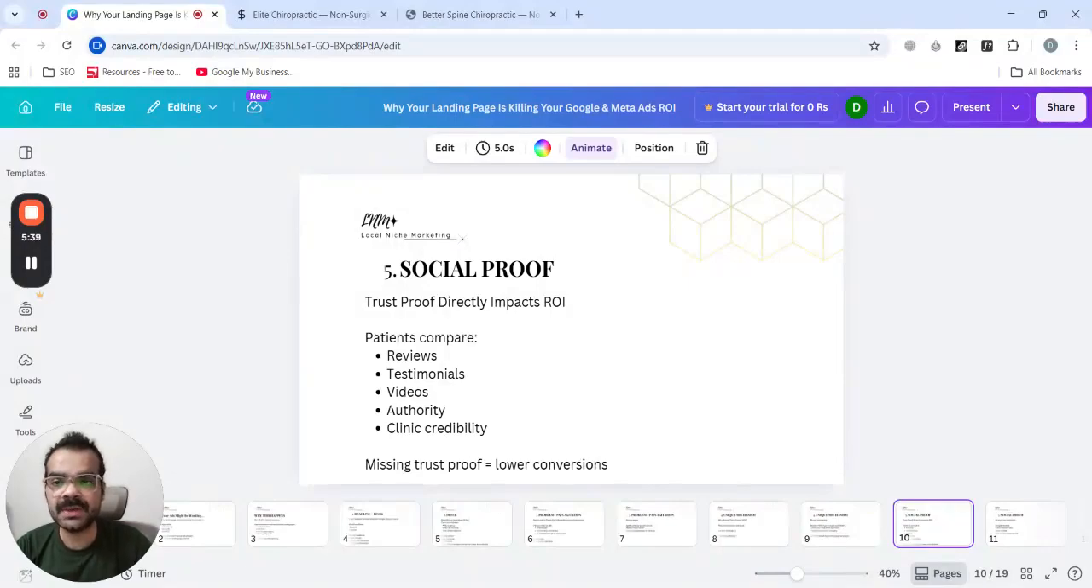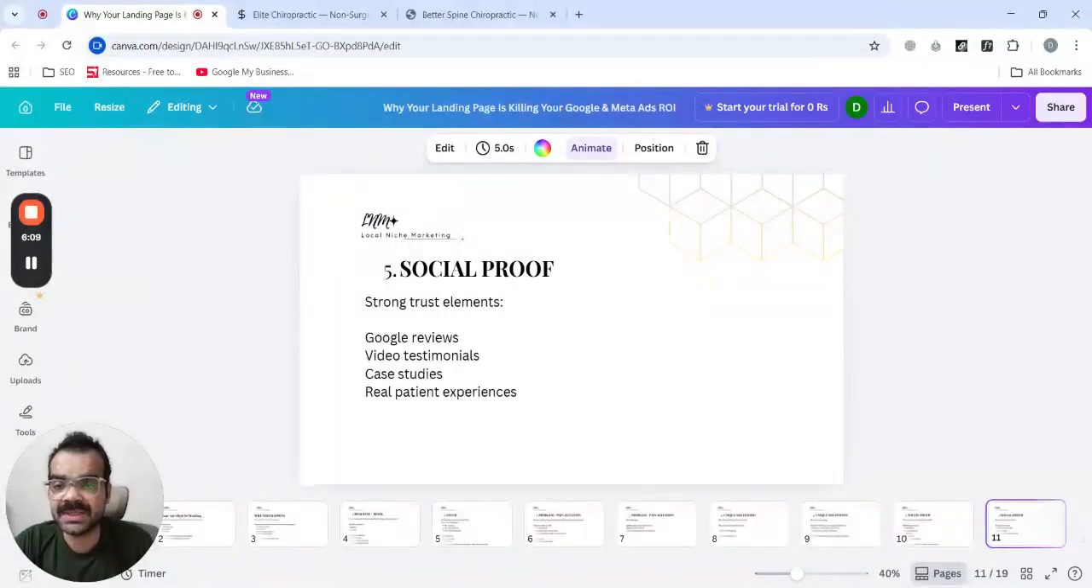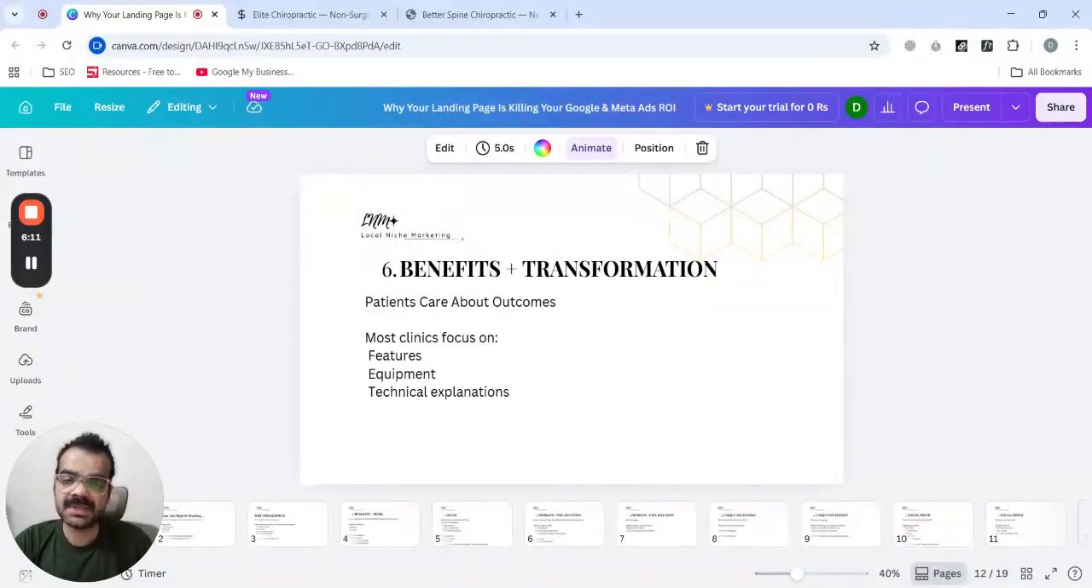You have to be really diligent in creating social proof in your landing page. That is very simple. You have a lot of reviews on your Google, Facebook, and you might have some video testimonials. So you can use those elements strategically, and this is going to work for enhancing your conversion rates.